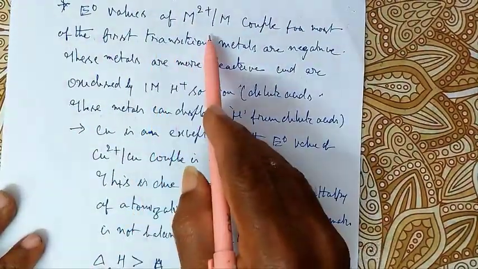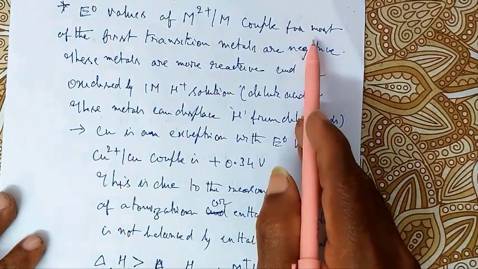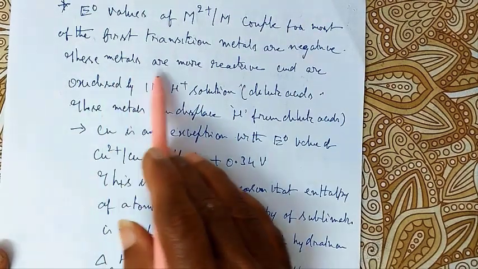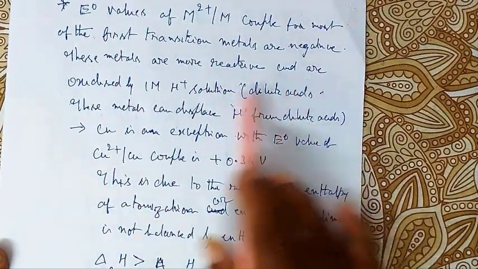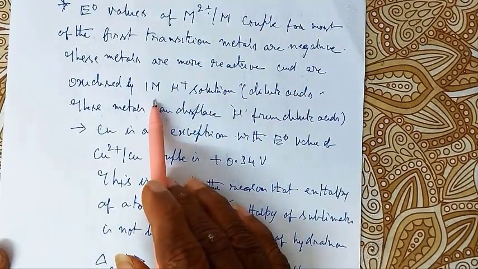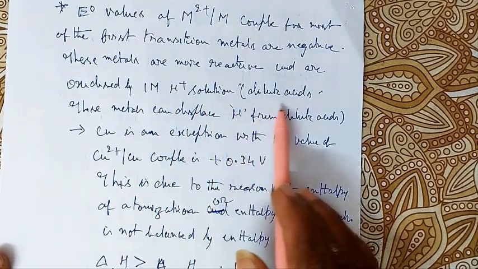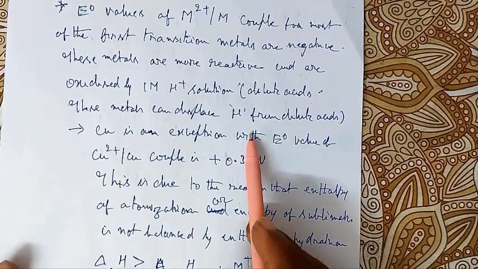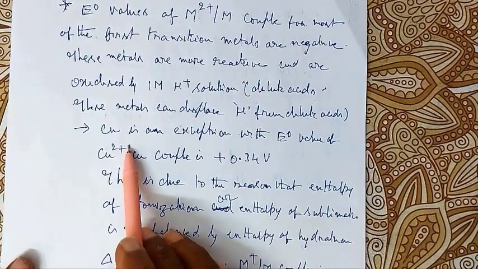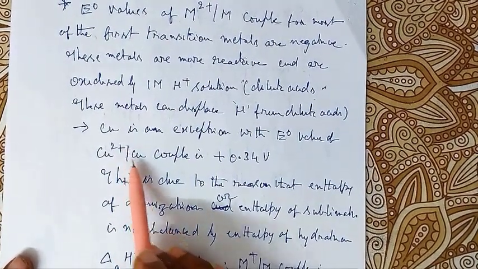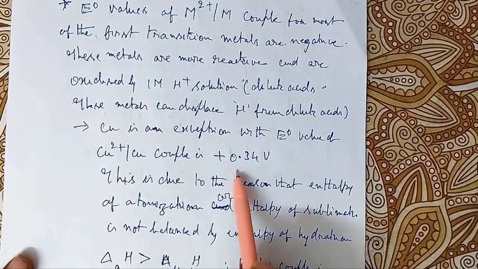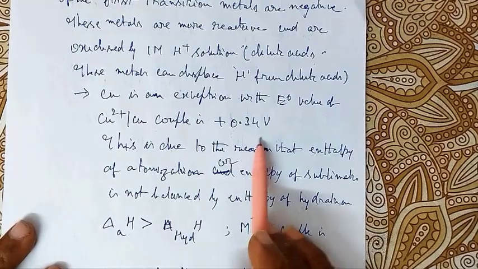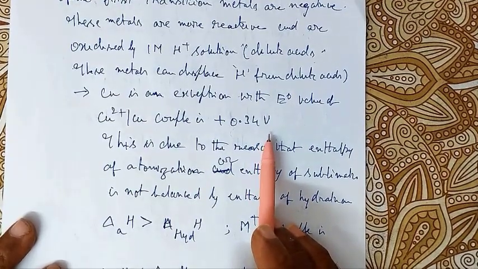E naught values of M2+/M couple for most of the first transition element metals are negative. These metals are more reactive and are oxidized by 1M H+ solution, that is dilute acids. These metals can displace hydrogen from dilute acids. The exception is copper. Copper with positive electrode potential +0.34 does not displace hydrogen from the dilute acids.